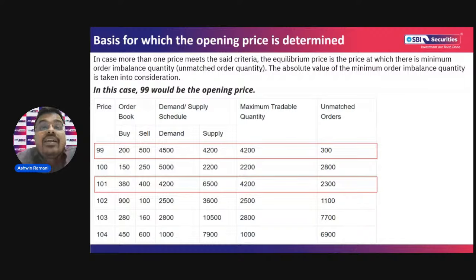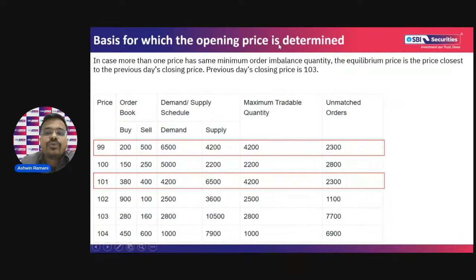Is that part clear, guys? Now there is a situation. Let me ask you all, let's see how many of you can guess. Suppose the maximum tradable quantity is the same and the unmatched orders are also the same for two prices. Suppose this one also has 300, and this one also has 300. In that case, what would you do?